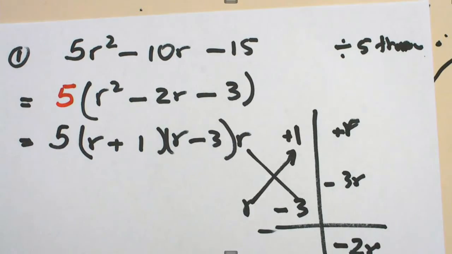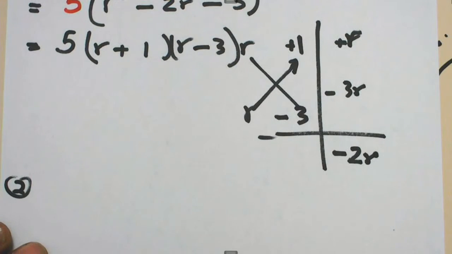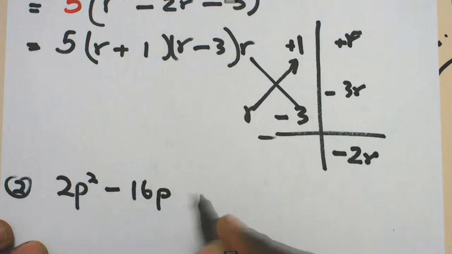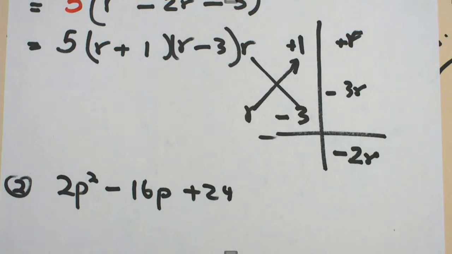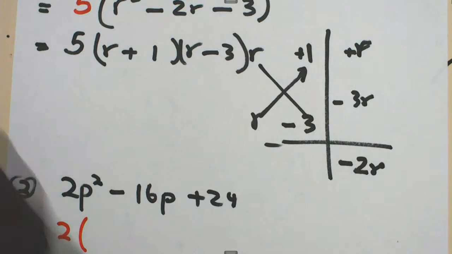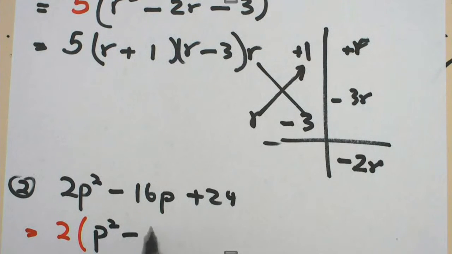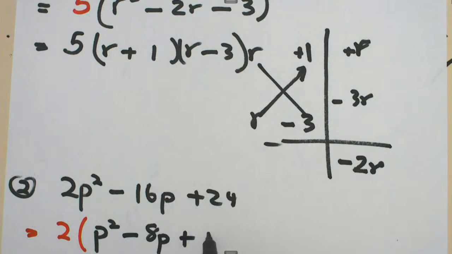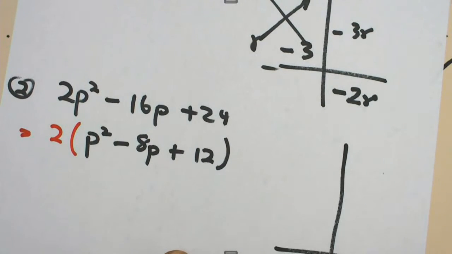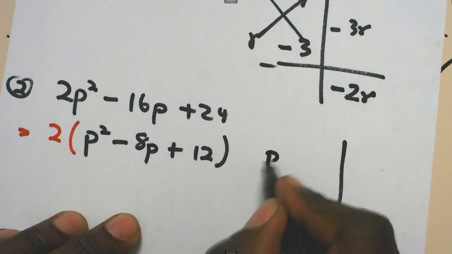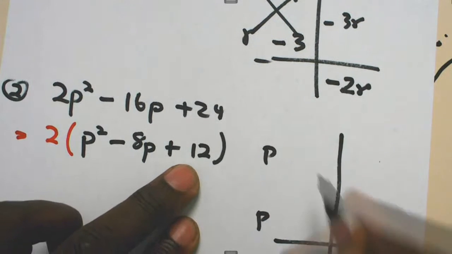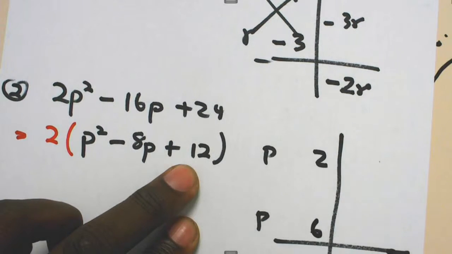Number 2, that's why we have 2p squared minus 16p plus 24. Here, you must take 2 out. 2 into p squared minus 8p plus 12. From here, you go to the table. It will be p and p. Now the factors of 12, it's 2 and 6.